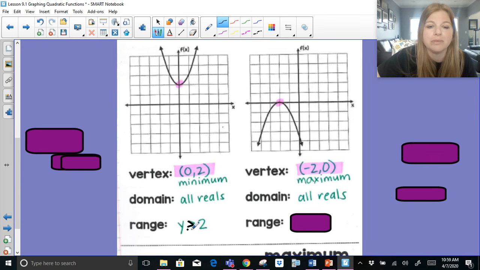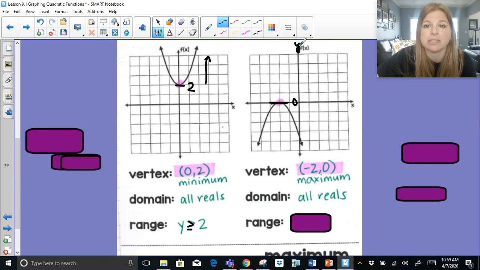Sorry for my error. The range are all y values at 2 or greater. That's what that range is saying. This entire parabola is going to have all y values that are greater than or equal to 2. So now here, look at this y value. This graph starts at a y value of 0.